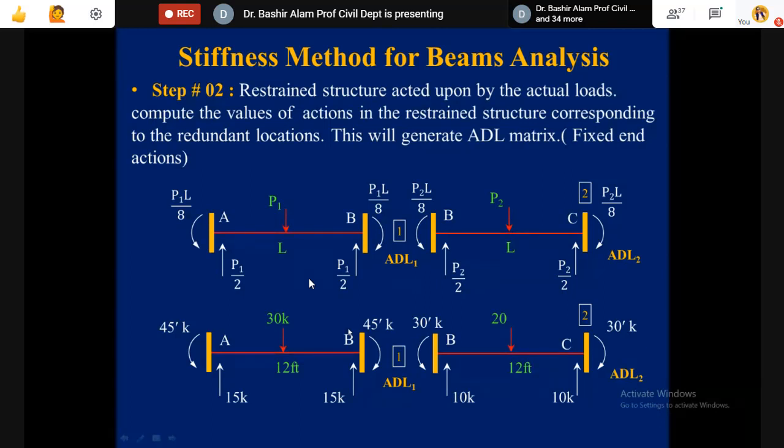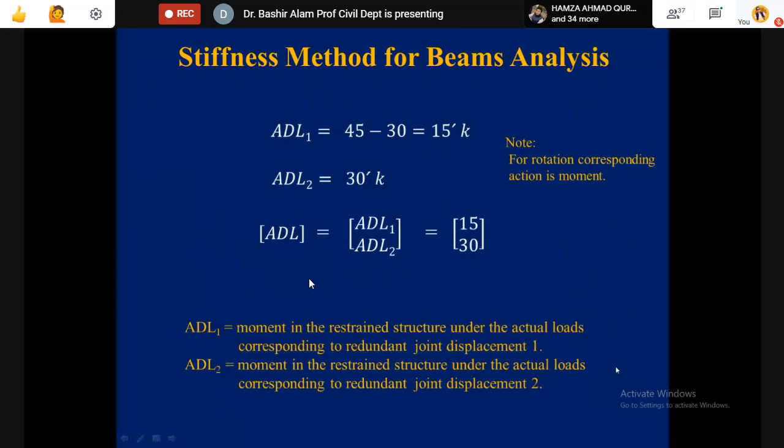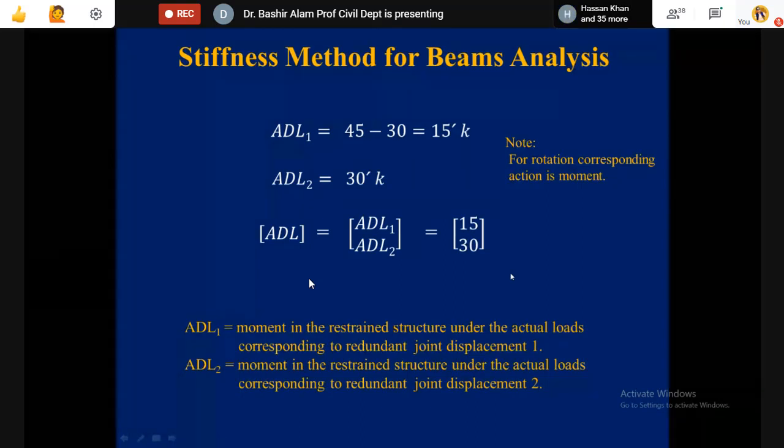And what will be ADL2? 30 kip feet, very good. ADL2 is here, so this 30 is in the same direction as the D2 direction, right, so plus sign and 30 is the magnitude. So we go to the next slide and here you see now ADL1, how it is calculated: 45 minus 30 is equal to 15 kip feet, and ADL2 is equal to 30 kip feet. So ADL is equal to ADL1, ADL2, 15 and 30. Are you with me now? Yes. And you should be looking at this note also: for rotation, corresponding action is moment. Are you getting my point?